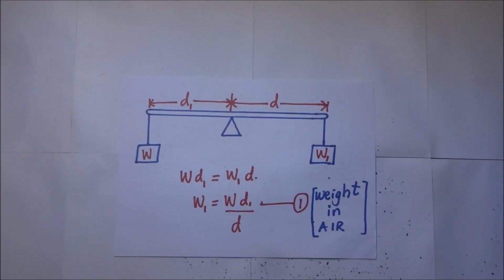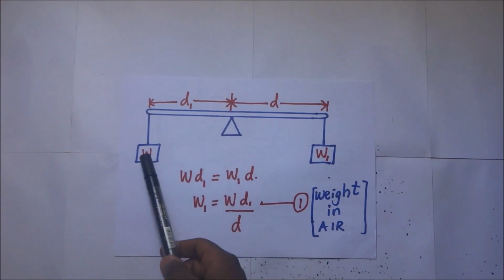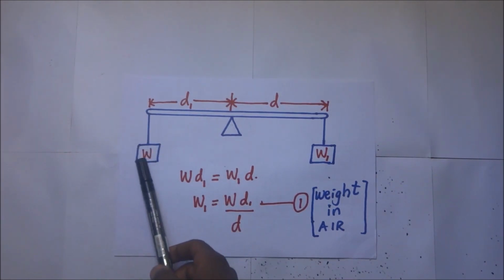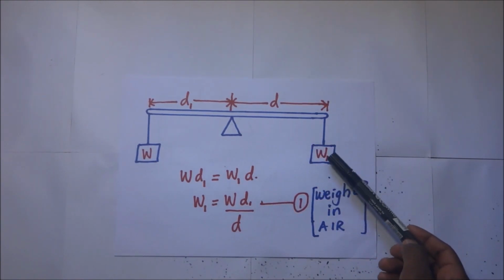This is our procedure. Of course, before we get into the procedure, we are going to use this balanced lever right here. This is a lever with a fulcrum. This is a weight W, whose weight we know. We call this a known weight. And this is W1, whose weight we do not know.